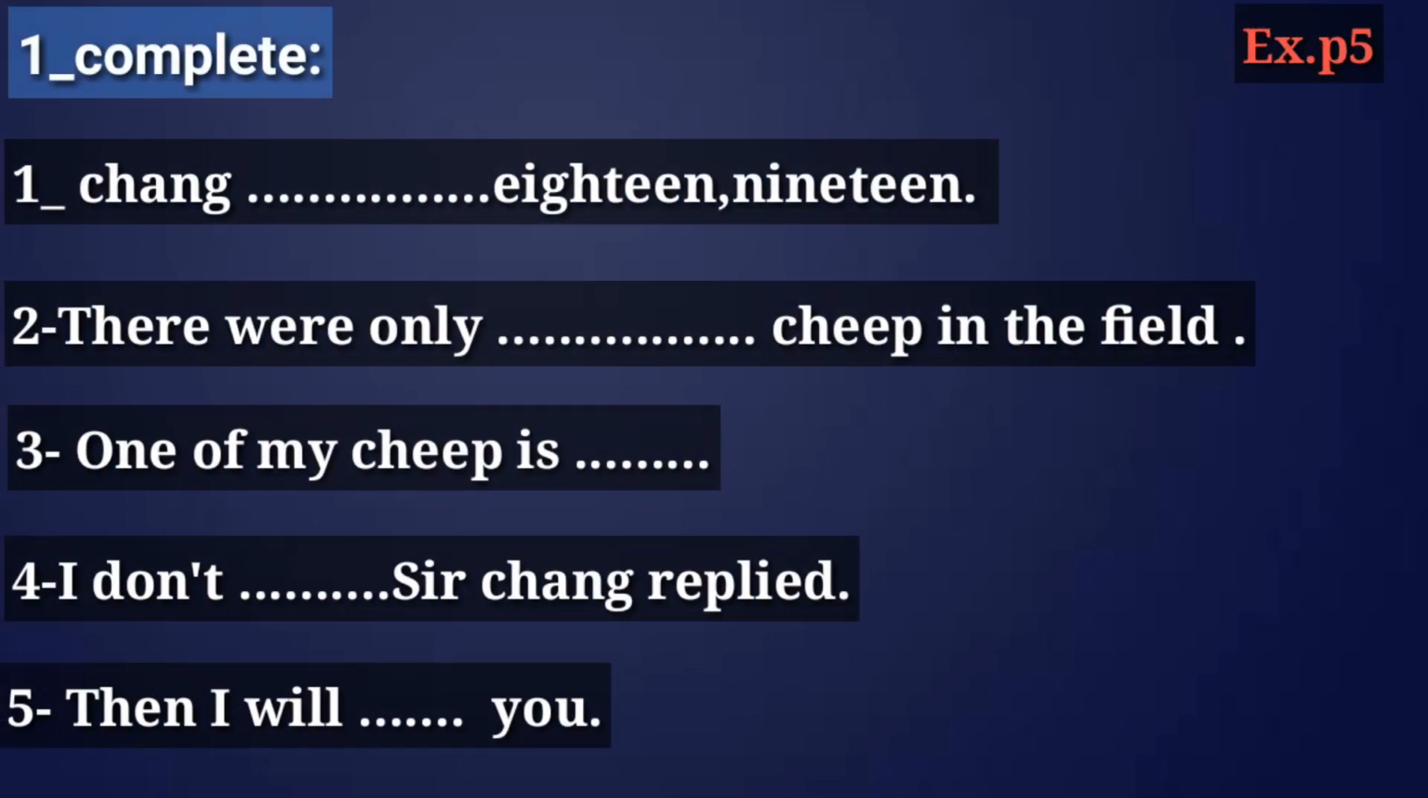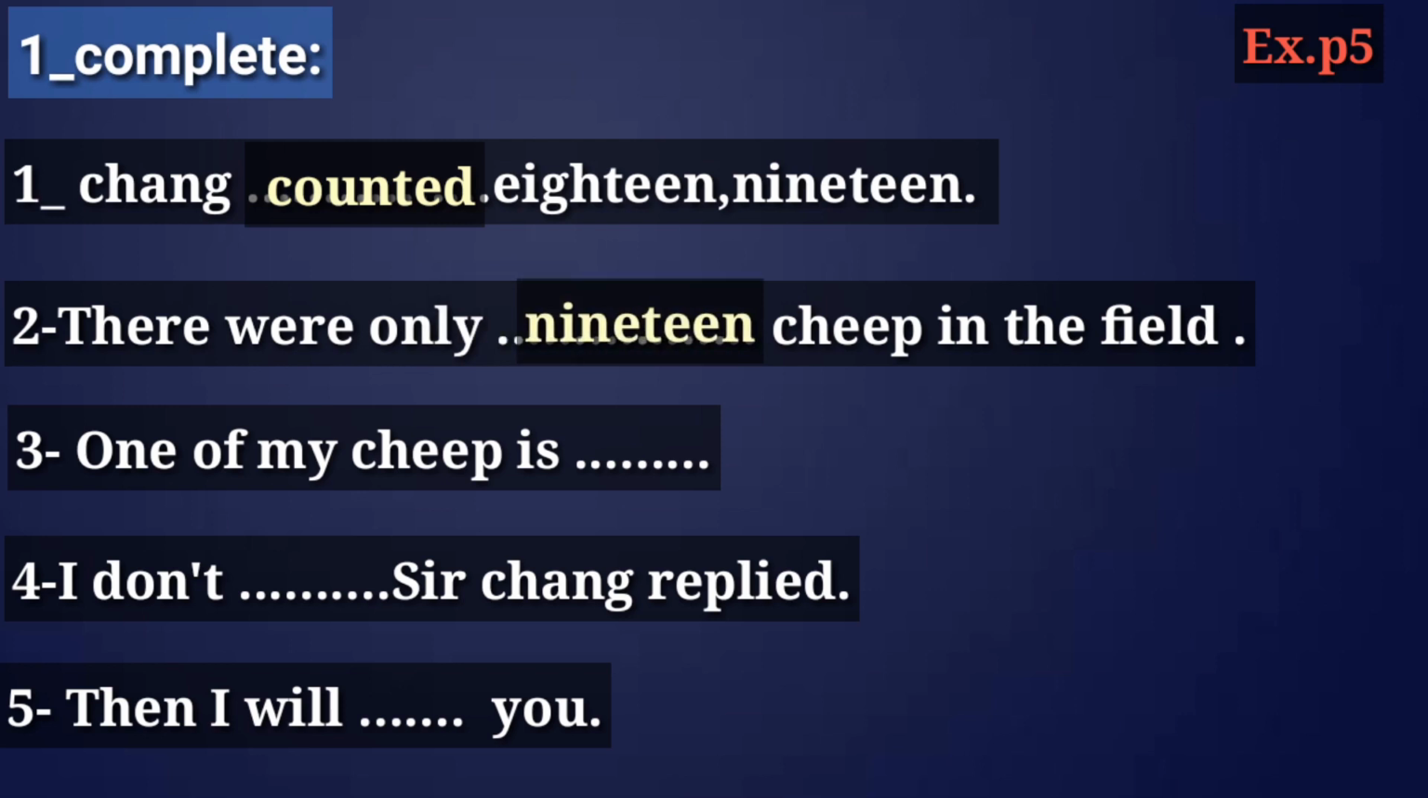Exercise page 5. Number 1. Complete. 1. Chang spaces 18, 19. The answer is counted. Chang counted 18, 19. Number 2. There were only spaces sheep in the field. The answer is 19. There were only 19 sheep in the field.